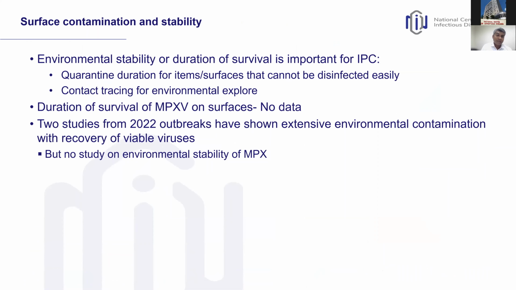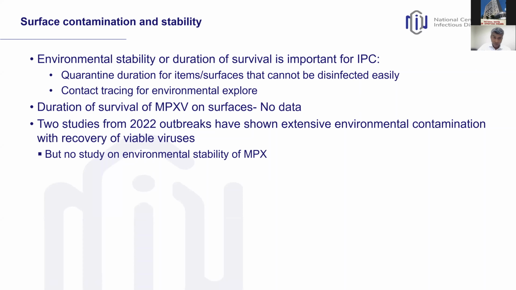So on the data about surface contamination and stability, environmental stability or duration of survival is important for IPC, because as we had seen in our previous case, the quarantine duration for items or surfaces that cannot be disinfected easily, for example, the passport of a traveler or money or currency notes. Contact tracing for environmental exposure also depends on the duration of survival and stability.